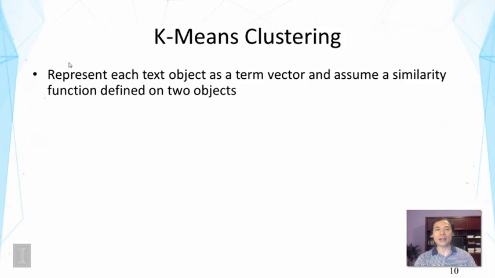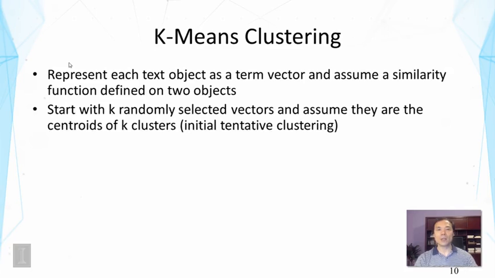Now next, let's look at another example of a method for similarity-based clustering. In this case, which is called k-means clustering, we will represent each text object as a term vector, and then assume a similarity function defined on two objects. Now we're going to start with some tentative clustering result by just selecting k randomly selected vectors as centroids of k clusters and treat them as centers, as if they each represent a cluster. So this gives us the initial tentative clustering, and then we're going to iteratively improve it.